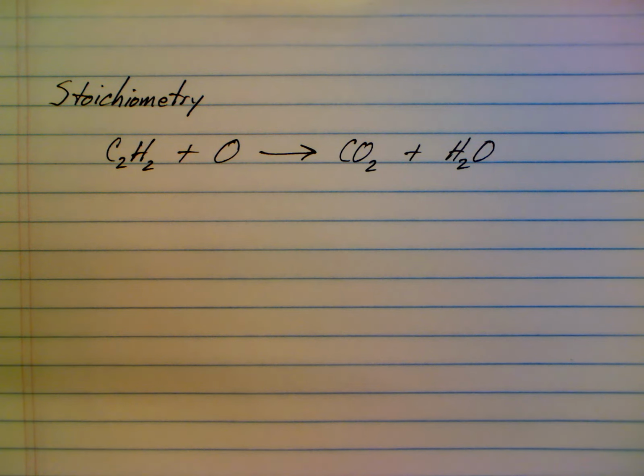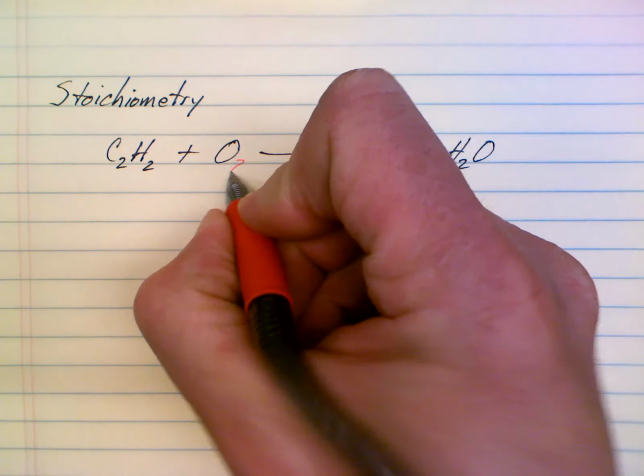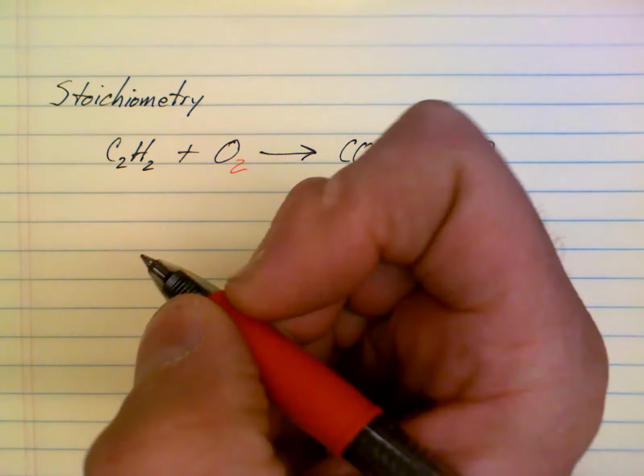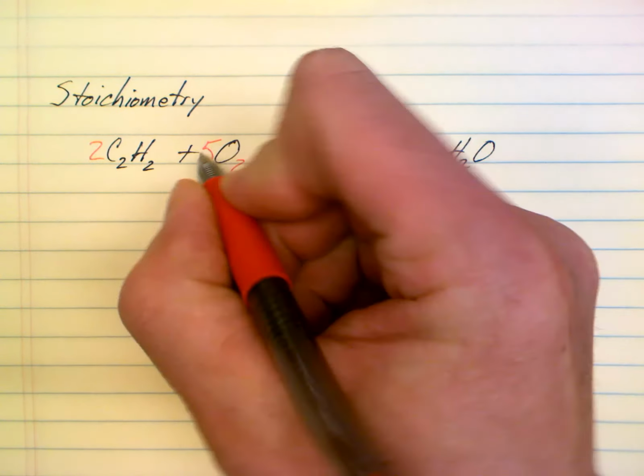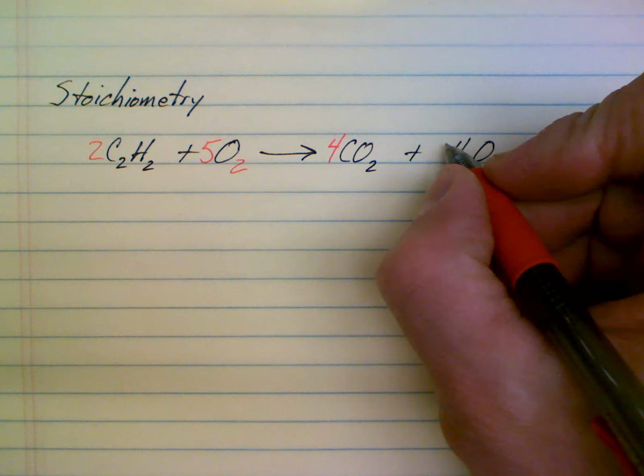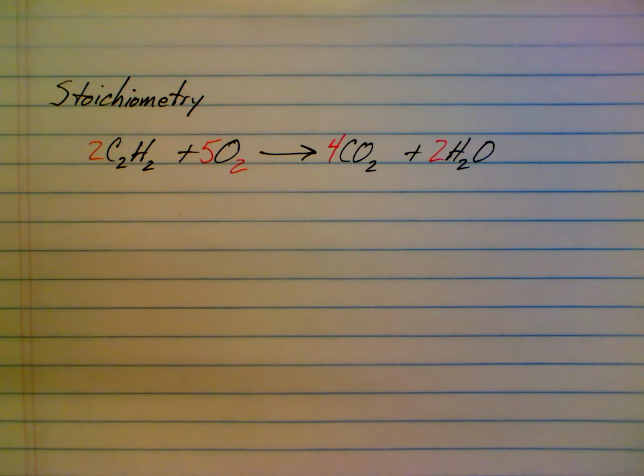If I were to give you that equation, you would automatically think to yourself, you need to balance this equation. And of course, you'd then put a 2 here, and then we would balance it out. And I'll save you some time, and I'll do it for you. We're going to put 2 here, 5 here. We need 4 carbon dioxides and 2 waters.